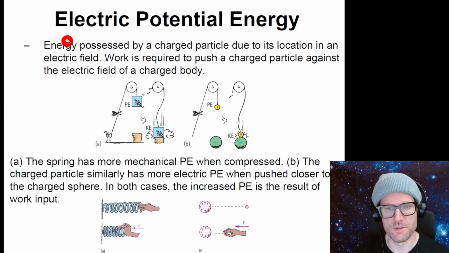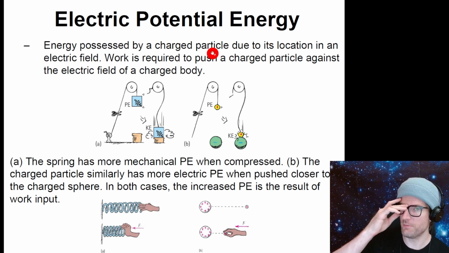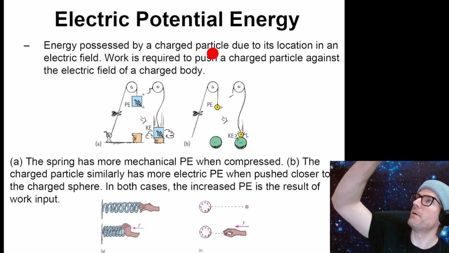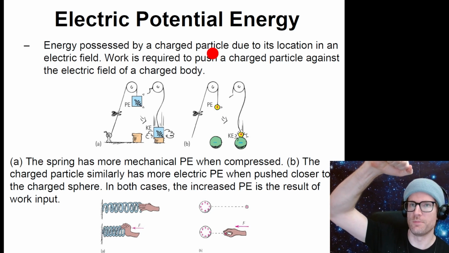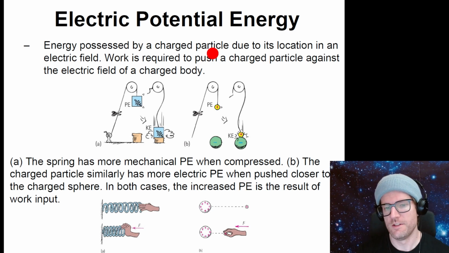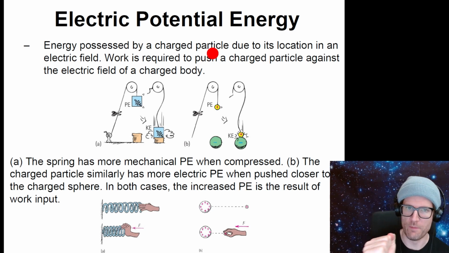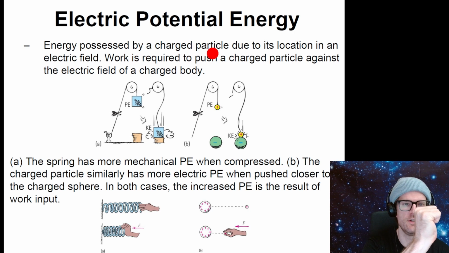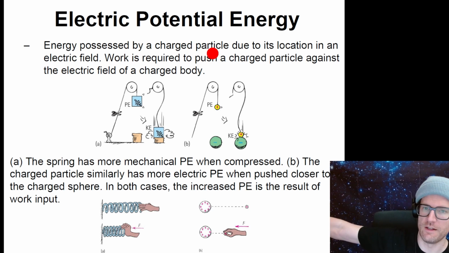Okay, we have another idea, which is electric potential energy. Before, we had gravitational potential energy: if you lifted something up high, it would have high gravitational potential energy, and if you let go, it would fall. Same thing here. If we have a charge and we put it in an electric field, it has some potential energy. If we let go, it's going to fly in a certain direction.